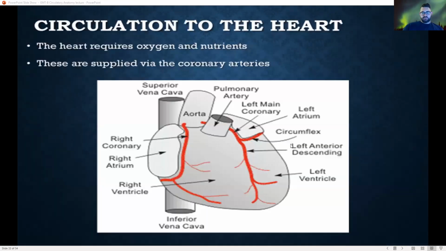So circulation to the heart itself, we've got the heart that requires oxygen and nutrients. These are supplied via the coronary arteries themselves. So who supplies the blood flow to the heart itself? That would be the coronary arteries. Who drains the heart walls of blood? That would be the coronary sinus.